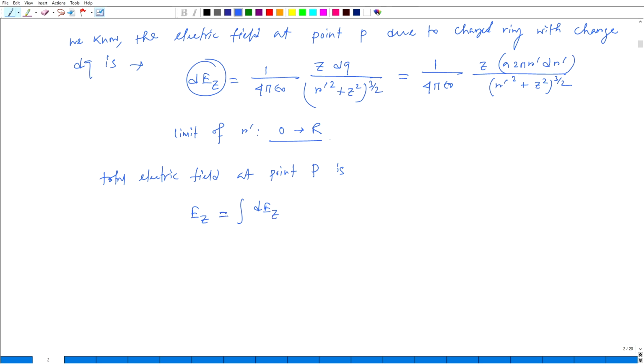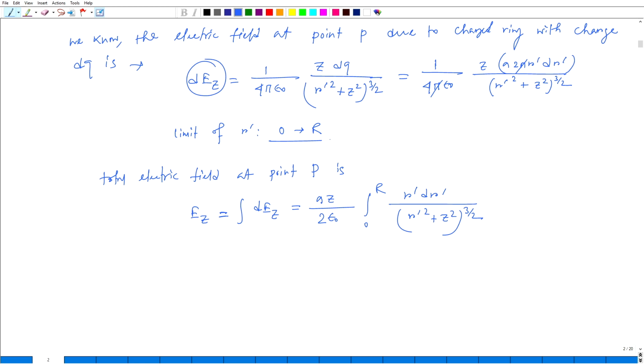So, first we consider a small element, and we calculate the electric field due to this, and then we integrate. So, this becomes just plugging into this. So, sigma z over, 4 pi cancel, so 4 epsilon naught, times the integral from 0 to r of r prime dr prime. This 2 also cancels. So, this one is 2 epsilon naught, and then (r prime square plus z square) to the 3 by 2.